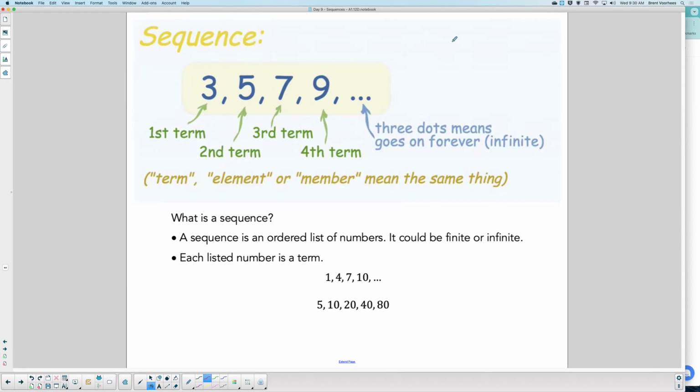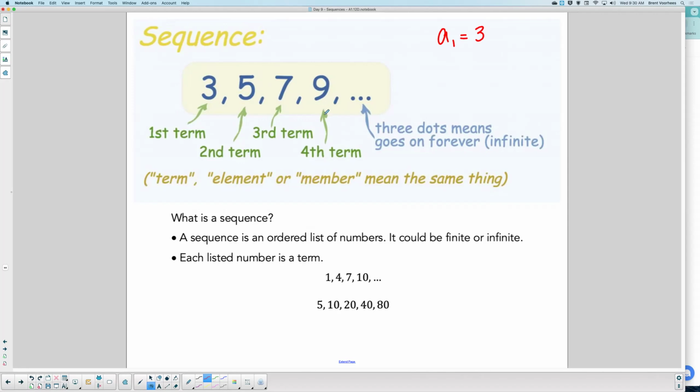The symbols you would see is this. They do an A with a little 1. That would be the first term. That's how they're going to write it. The second term, this is arithmetic. That's why I'm doing an A. I know it's arithmetic because what's the pattern here? 3, 5, 7, 9. What's the pattern?